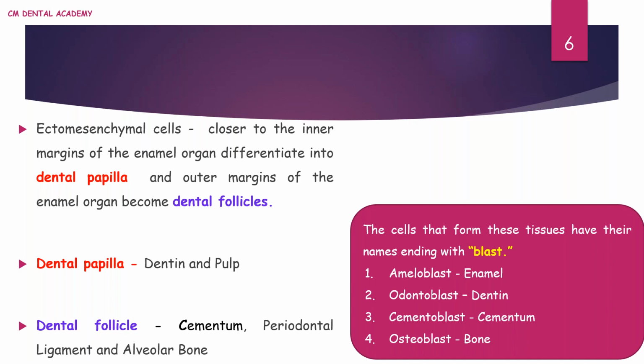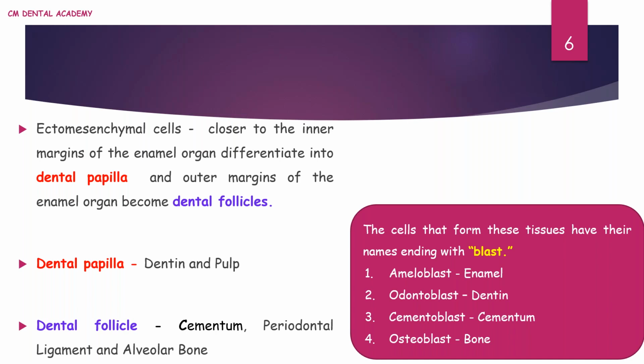These two structures, the dental papilla and the dental follicle, are very important, as dental papilla further leads to formation of dentine and pulp, while the dental follicle gives rise to cementum, the periodontal ligament, and the alveolar bone. So the enamel is formed from enamel organ, dentine and pulp are formed from dental papilla, and cementum, periodontal ligament, and alveolar bone are formed from dental follicle. These are going to be very basic viva questions.